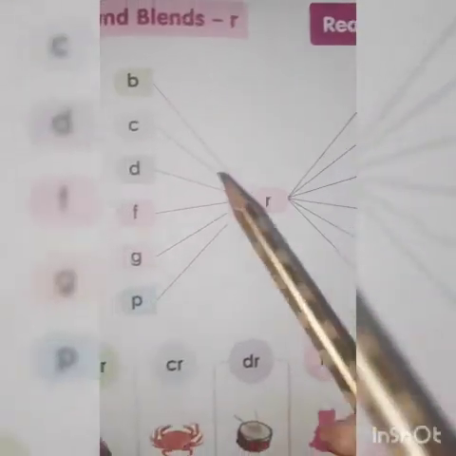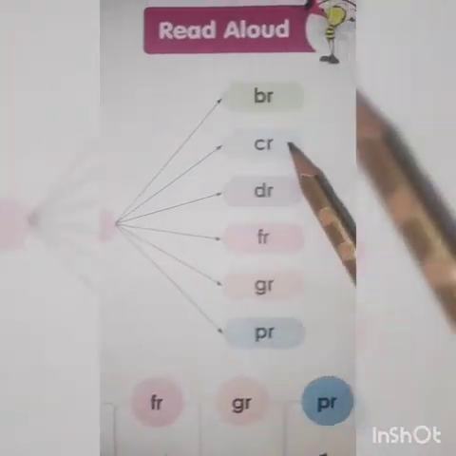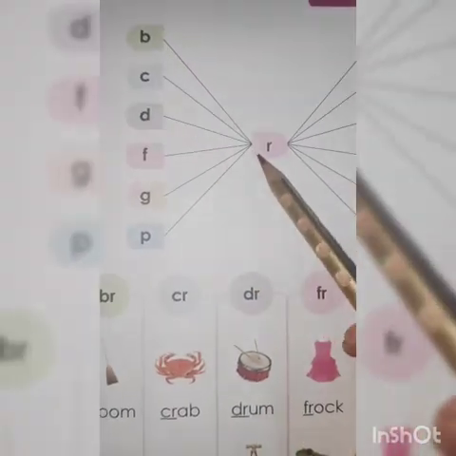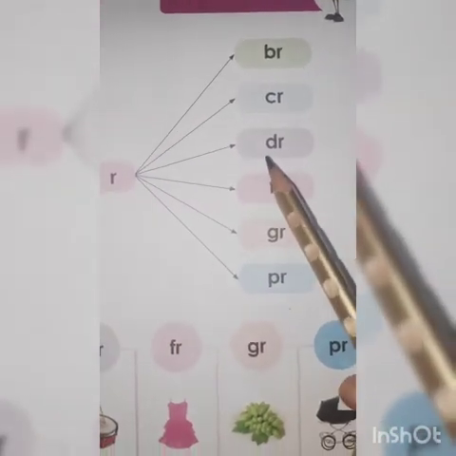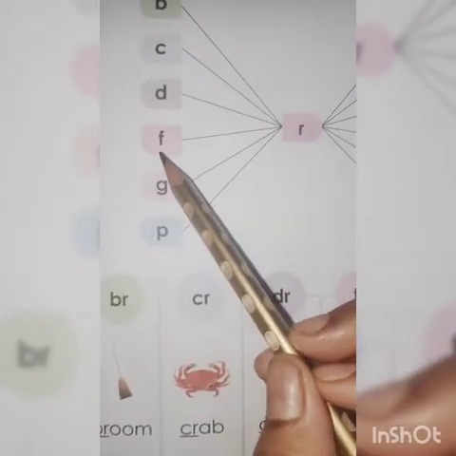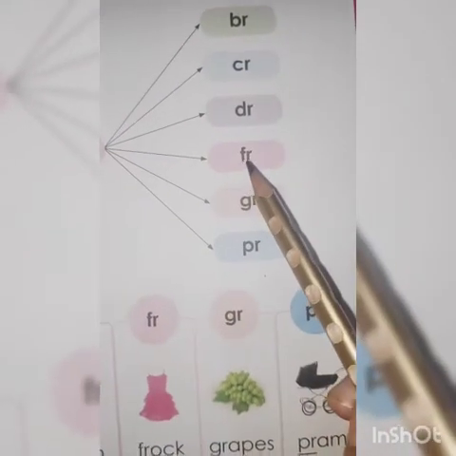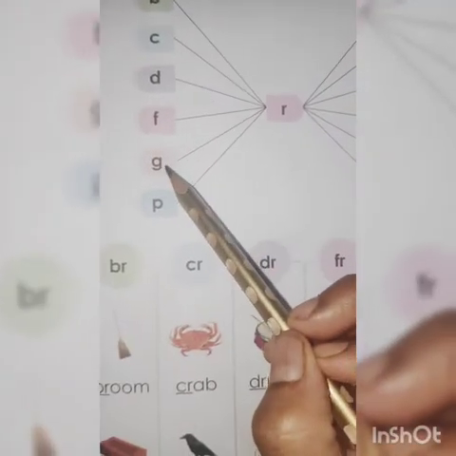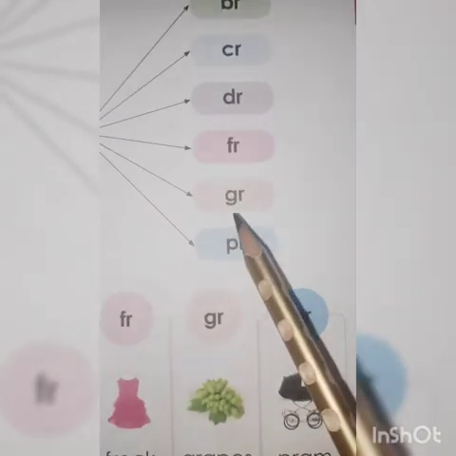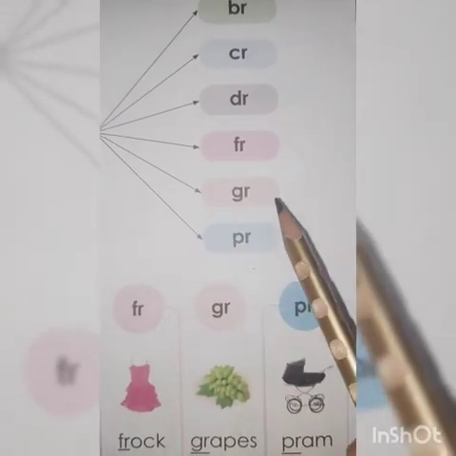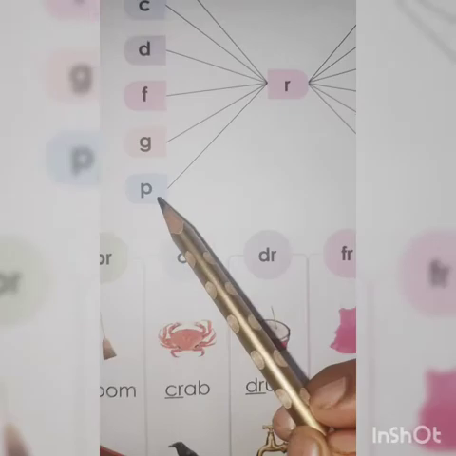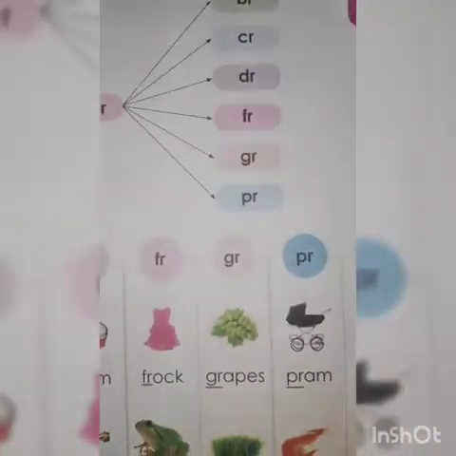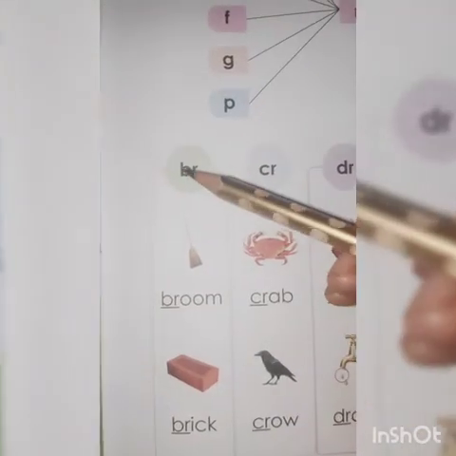C, R, cr. D, R, dr. F, R, it becomes fr. G, R, it becomes gr. P, R, it becomes pr. Now come to the next line.